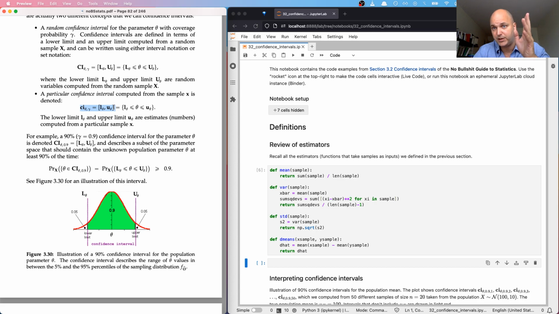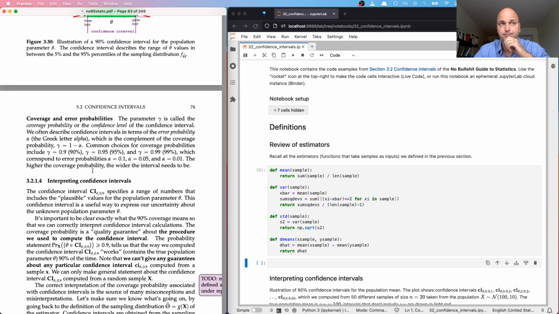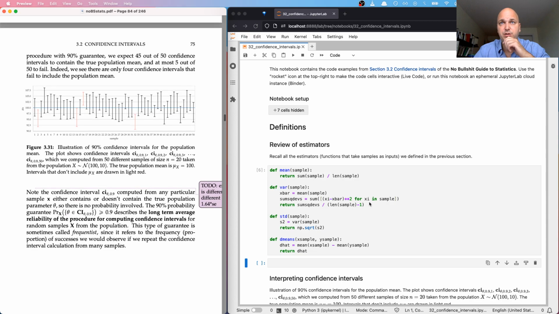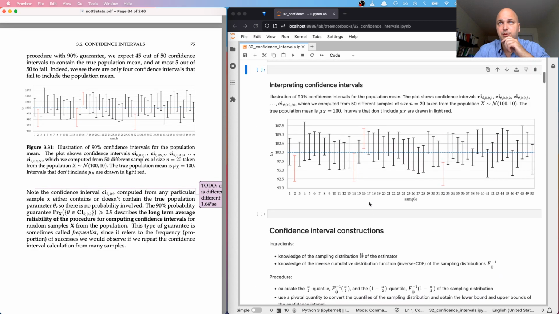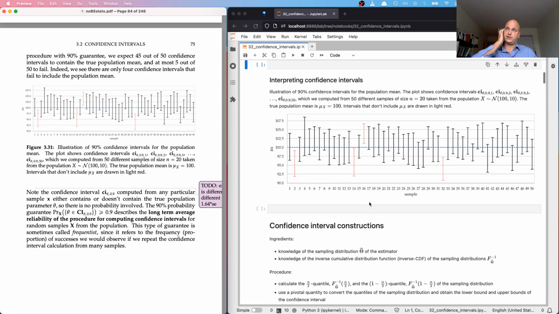It could be correct, it could be inside, or it could be outside. But we have no guarantee. We know just that the procedure we use will work 90% of the time. So here's a picture of that. Here's a little bit wider picture, which will hopefully make things clear.